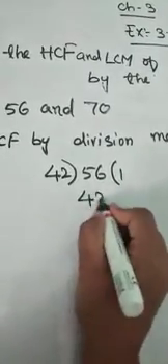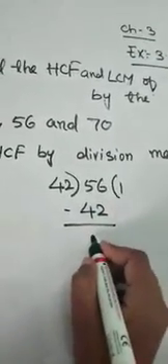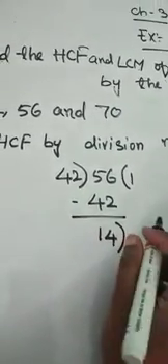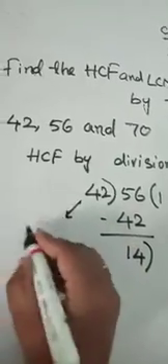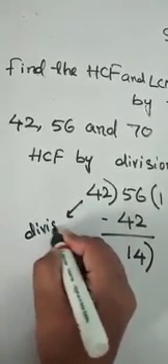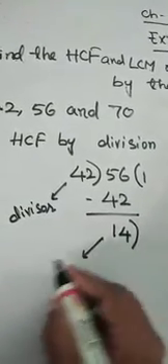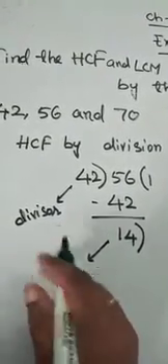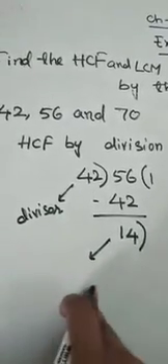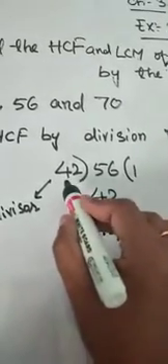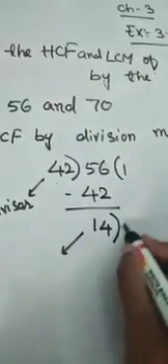56 divided by 42. Firstly check: 42 ones are 42. 56 minus 42 is 14. Now this 42 is the divisor, and this 14 becomes the new divisor. This is the previous divisor and this is the new divisor. I already explained this concept to you. So now this previous divisor becomes the new dividend.